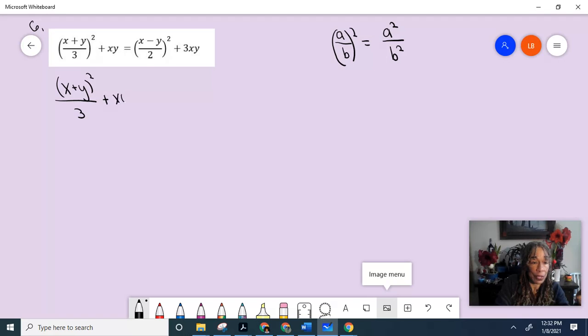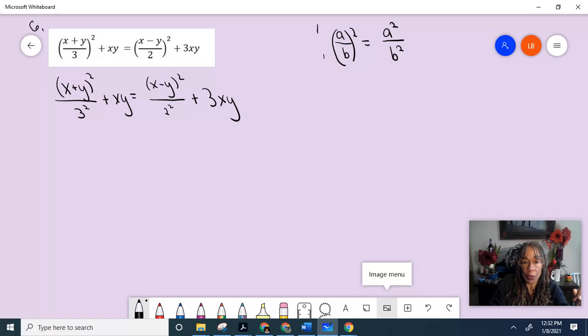Plus xy, which doesn't change, and that equals x minus y quantity squared over 2 squared. And yes, I forgot to write the square root of the 3 because it matters. And then I'm not going to lose the 3x. So I've got all that.